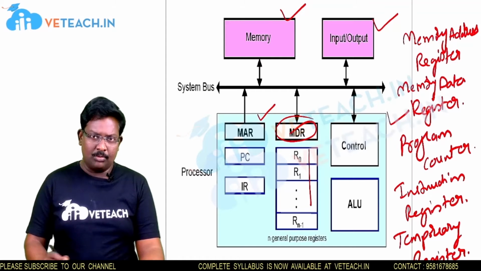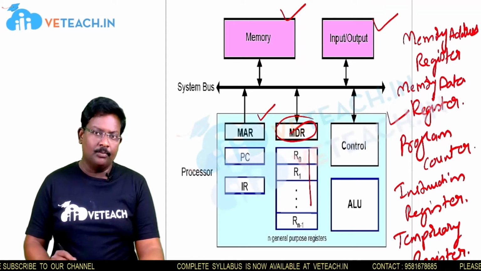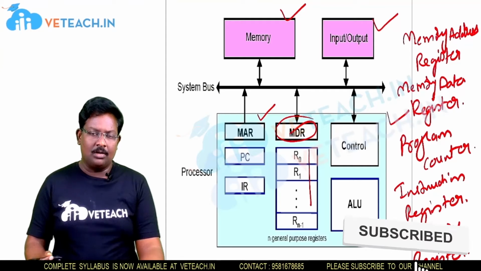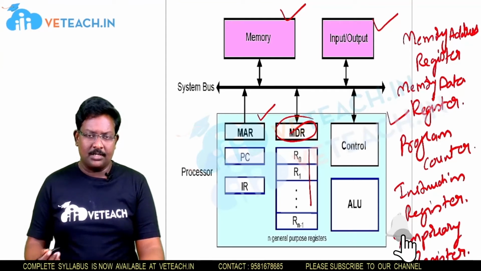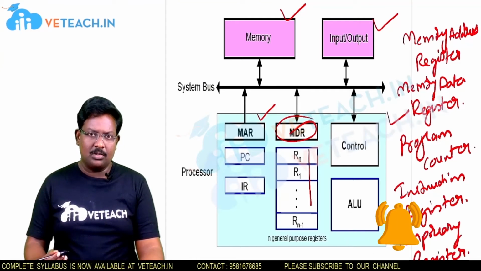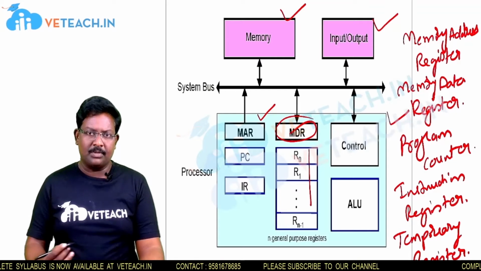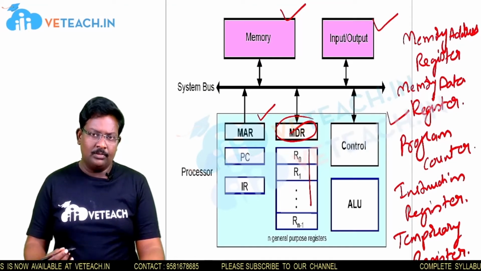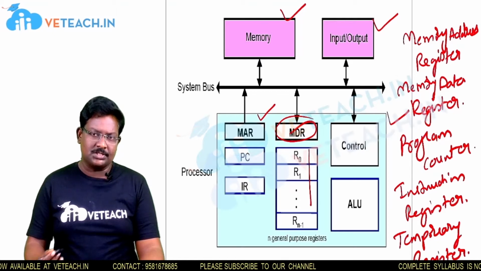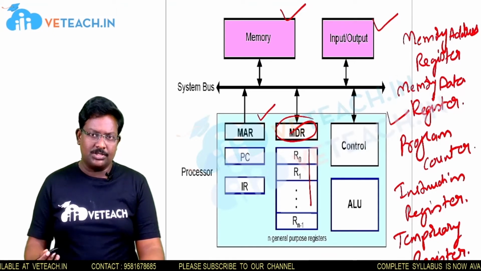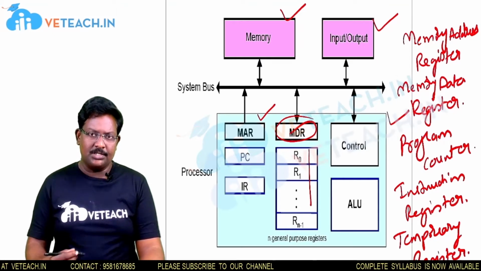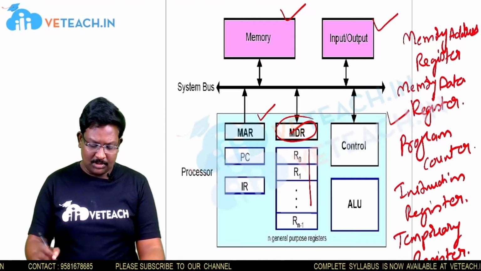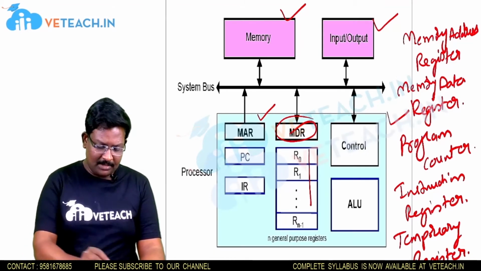And we all know about the control unit and the ALU. The control unit coordinates and controls all the devices connected to the processor, and it also controls all the operations performed between the different functional units of a computer. The ALU performs arithmetic, logical and shift operations, and executes the particular instructions. So this is about the processor here, and here we have a system bus.